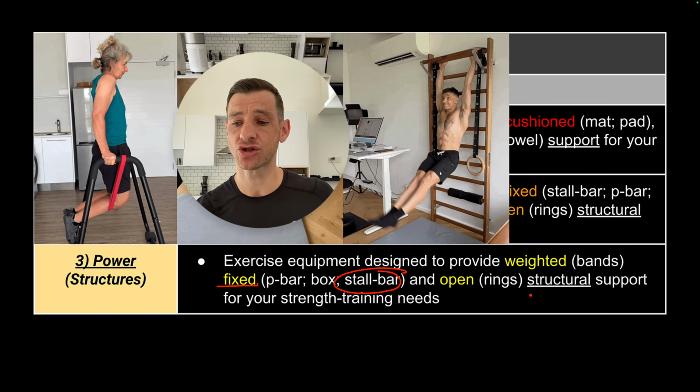Is it open chain, closed chain? So for the lower body, this is an open chain movement. My body is free to move, but my upper body is in a closed chain, fixed supportive position.